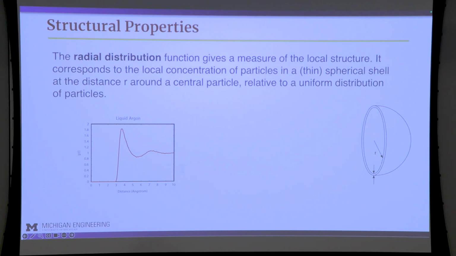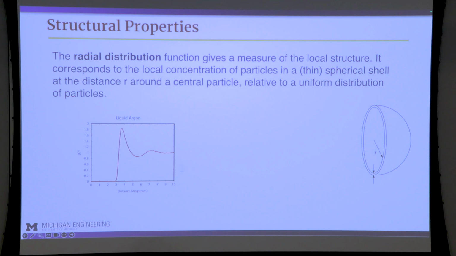You can get the structural properties. And so why is this important? First of all, what they call a radial distribution function gives a measure of the local structures. And it corresponds, and I'll show you an example, to the local concentration of particles in a spherical shell, so here, at the distance r around a central particle.